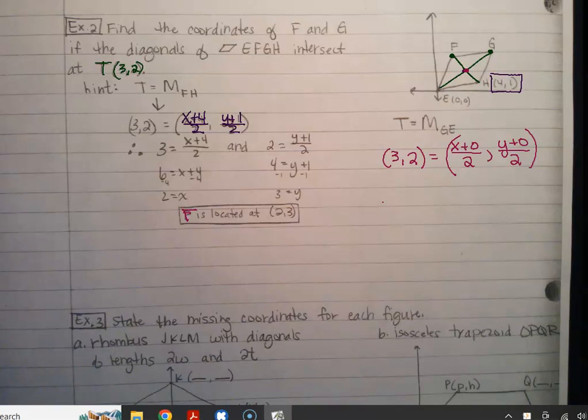Remember corresponding parts. So would the 3 go to the x and 2 to the y? Yep, you got it. 3 goes to the x and 2 to the y. So we're going to have 3 equals x plus 0 divided by 2. And what's the other one then? 2 equals y plus 0 divided by 2. Perfect.